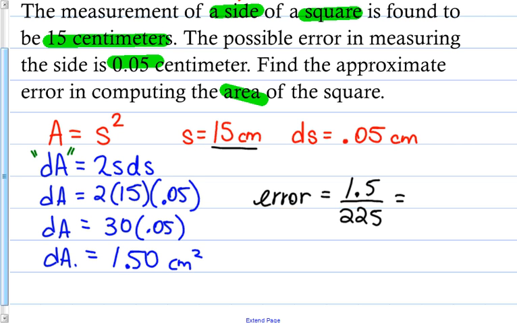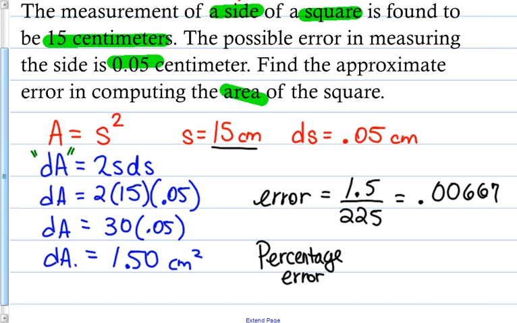So my error would have ended up being 0.0066, muchos sixes, right? Now the reason I use a lot of numbers is because sometimes they specifically ask you for the percentage. This problem did not. Percentage error. If I just wanted the error, 0.007 would have been good enough.